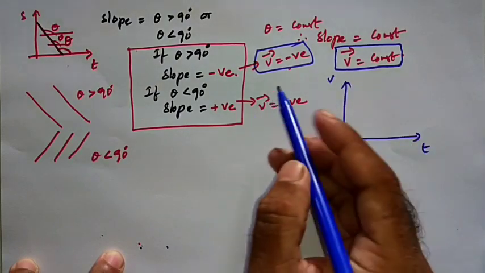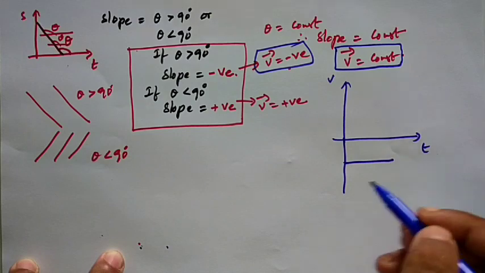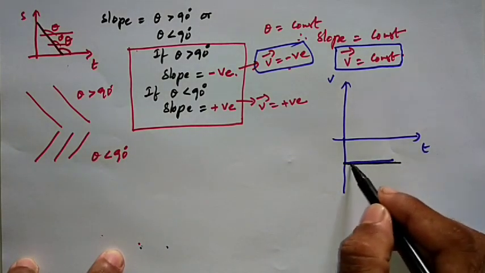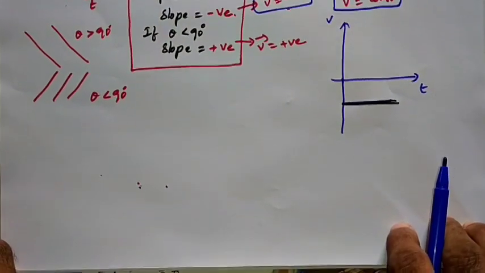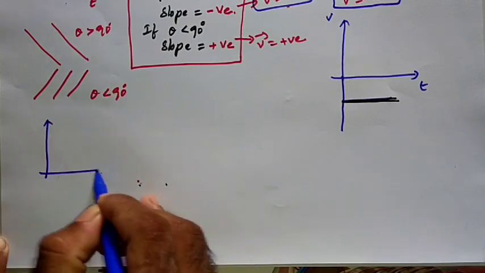Time velocity. See, velocity should be negative and constant. That means somewhere here. This is the graph, corresponding graph. Understood? Clear enough? Let us see one more thing. Try to understand the things, right? So let us see one more ST graph now.